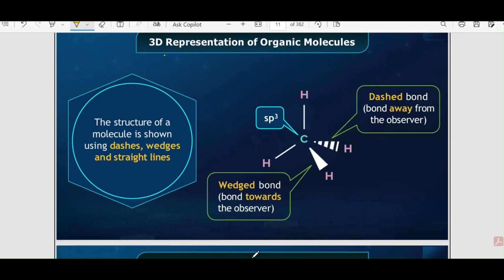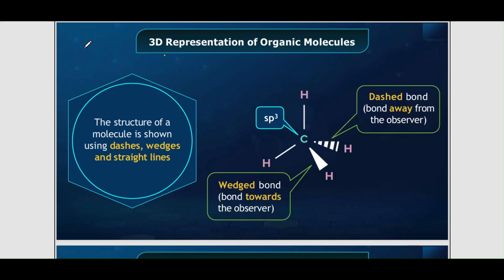3D representation. This 3D representation of organic compounds is given with reference to the methane molecule. Clear? In this 3D representation we can use dashes, wedges and straight lines. So what are these dashes, wedges and straight lines? Considering the carbon tetravalency in terms of three-dimensional geometry, two atoms are present in the same plane, and one will be out of the plane, another one will be inside of the plane.